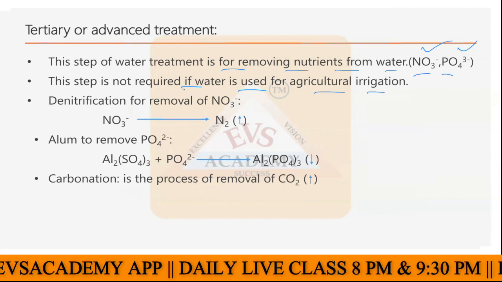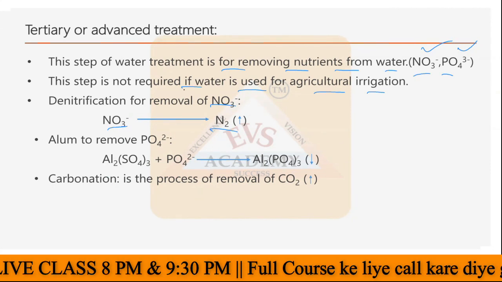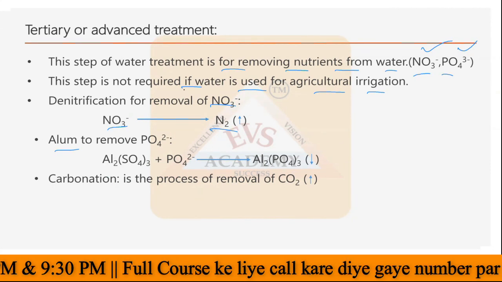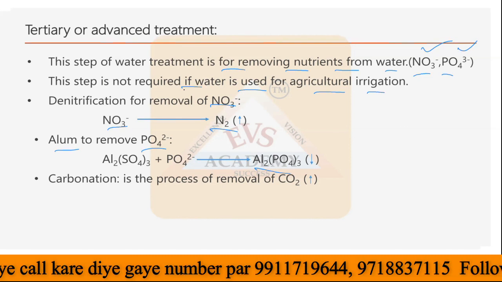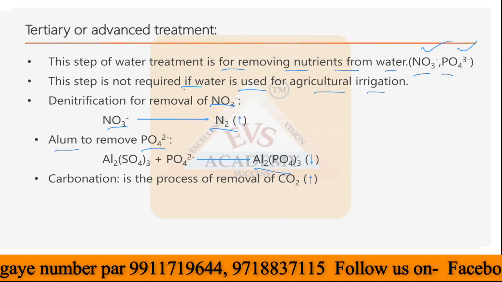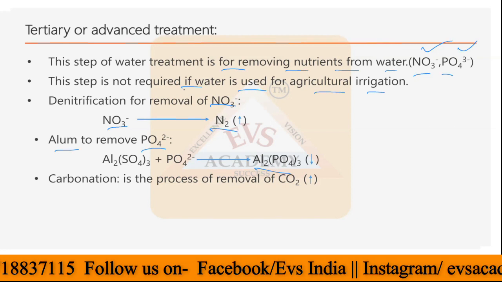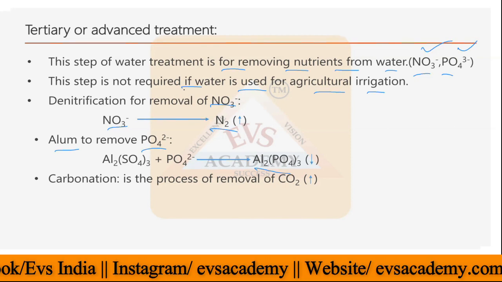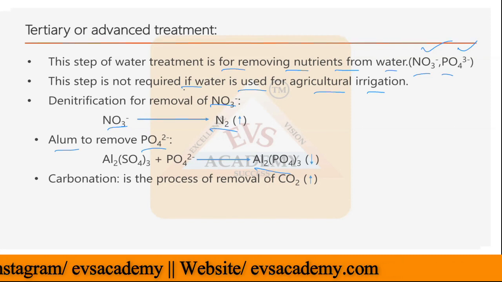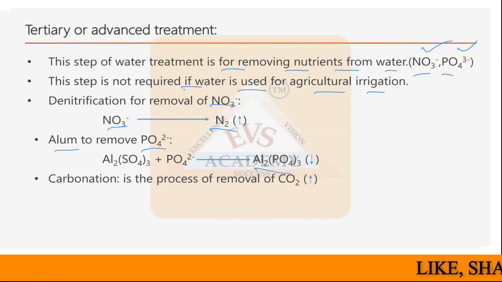And denitrification for the removal of nitrate takes place. In this, the nitrate is converted into N2. Alum is introduced here to remove the phosphate. This will create aluminum phosphate and settle down, and the alum will purify the water. Then we have the carbonation process. This is the process of removal of the carbon material, the organic material present in the water. In the form of CO2, this would be released into the atmosphere. This process is called the carbonation step. So this is what tertiary treatment is.